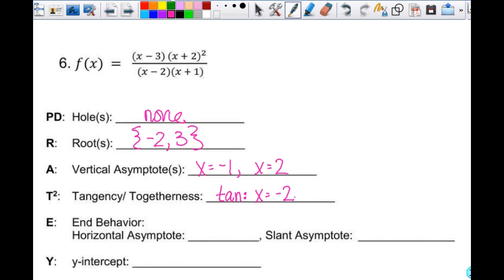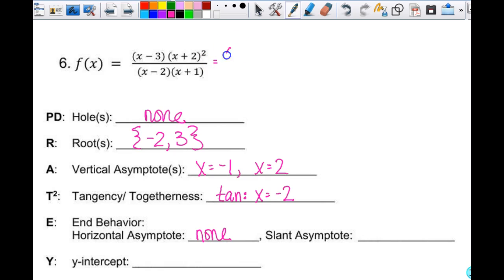Do I have a horizontal asymptote? No. It's a cubic over a quadratic, so that would be a no, which means there's a slant. And what do I do to figure out slant asymptotes? Divide. Okay, so in order to divide, what am I going to have to do? Multiply. You have to multiply before you can divide. So I have to multiply this out.